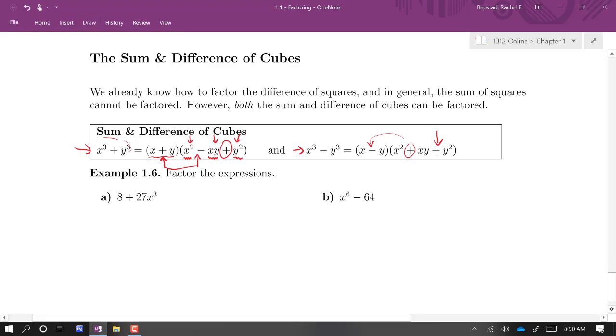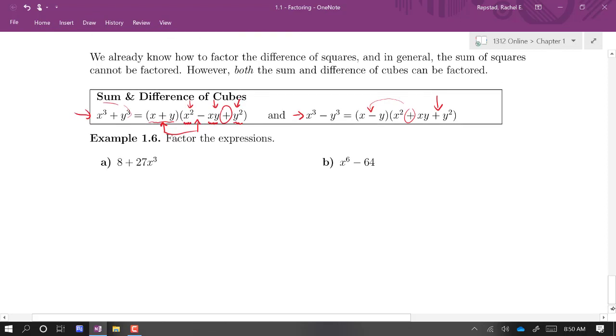The first step in factoring a sum or difference of cubes is to recognize that you've got one. So 8 plus 27x cubed, this is 2 cubed plus, and 27x cubed is the cube of 3x.